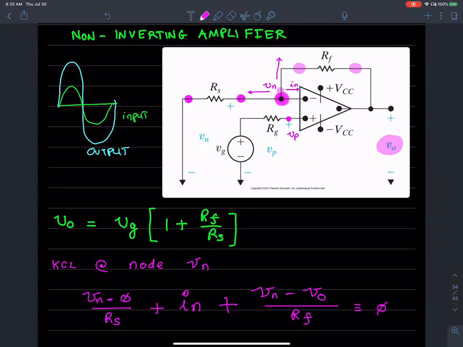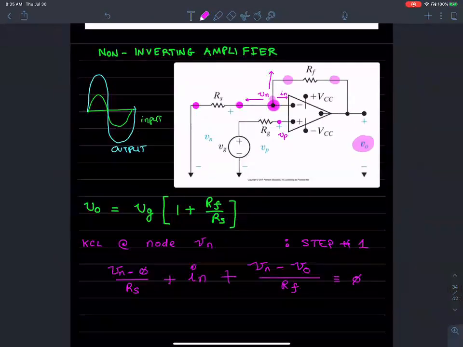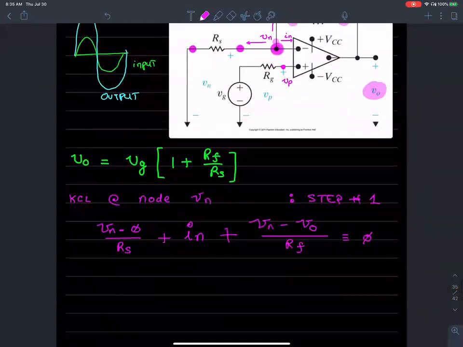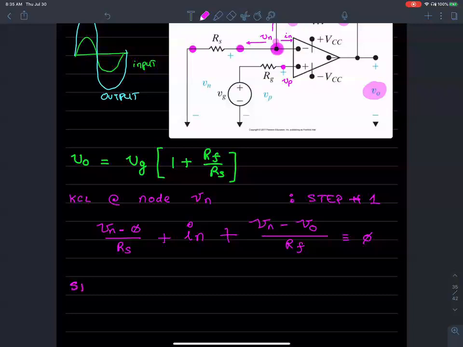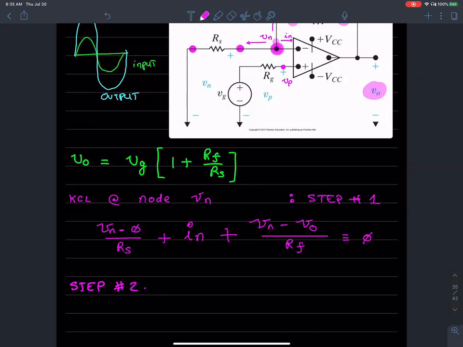So this is step number 1. Step number 2 is to apply the rules. There are 2 rules. The first rule is that there is a virtual short: Vp is exactly the same as Vn. That's rule number 1.